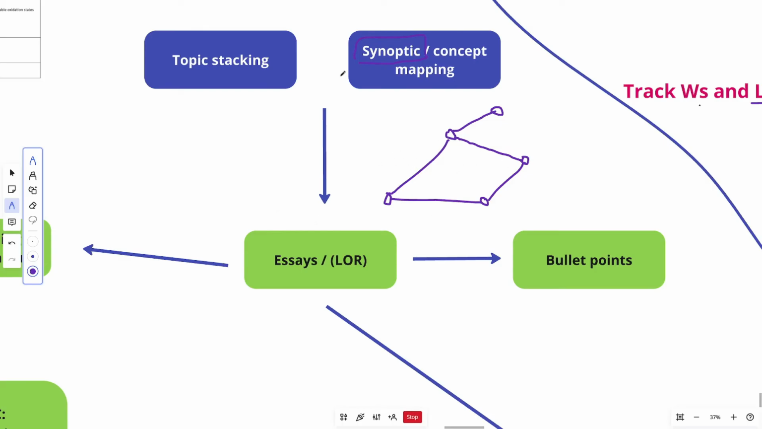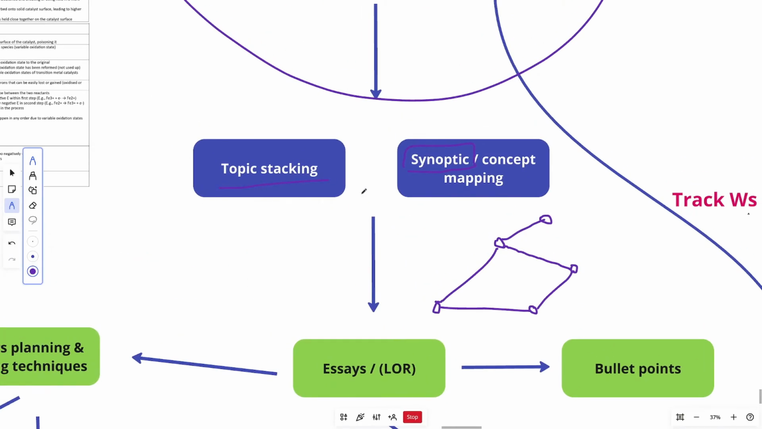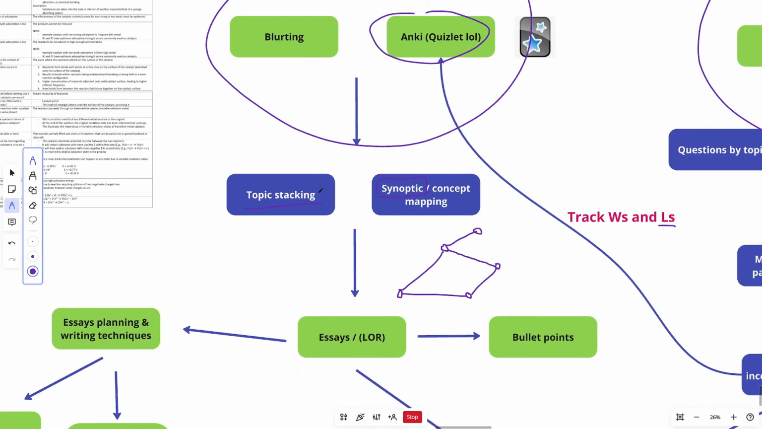Okay, so that's what you want to be doing, and you can stack topic revision together. A lot of amount of substance feeds into other topics, like all the calculation-based topics in acids and bases, transition metal redox equations, all that sort of stuff. Okay, it stacks together. I'm not going to go into great detail because this would just be an incredibly long video, but you get the idea.